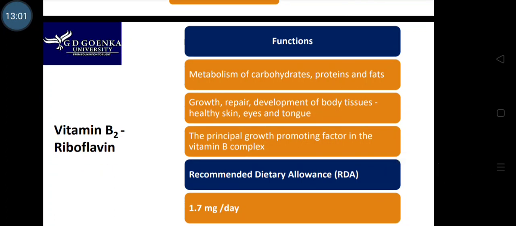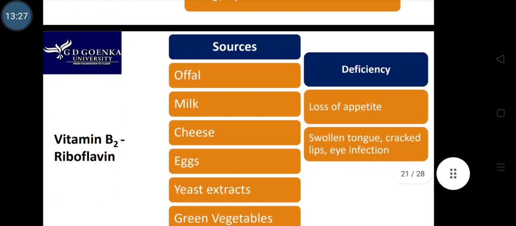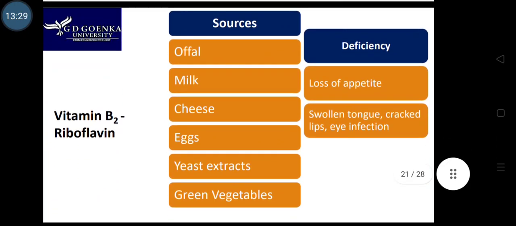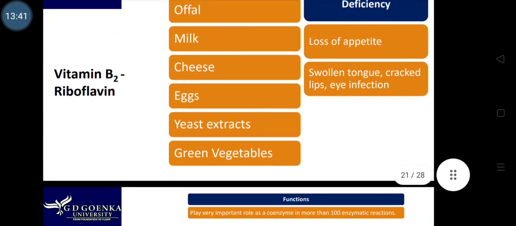Riboflavin, B2: the function is similar to thiamine, metabolism of carbohydrate, protein, and fat. It helps in the growth, repair, and development of body tissue, and healthy skin, eyes, and tongue. It is one of the best growth promoting factors in the vitamin B complex. The dietary allowance is 1.7 mg per day. The sources are similar to thiamine: milk, cheese, yeast extract, and green vegetables. Deficiency leads to loss of appetite, swollen tongue, cracked lips, and eye infection.